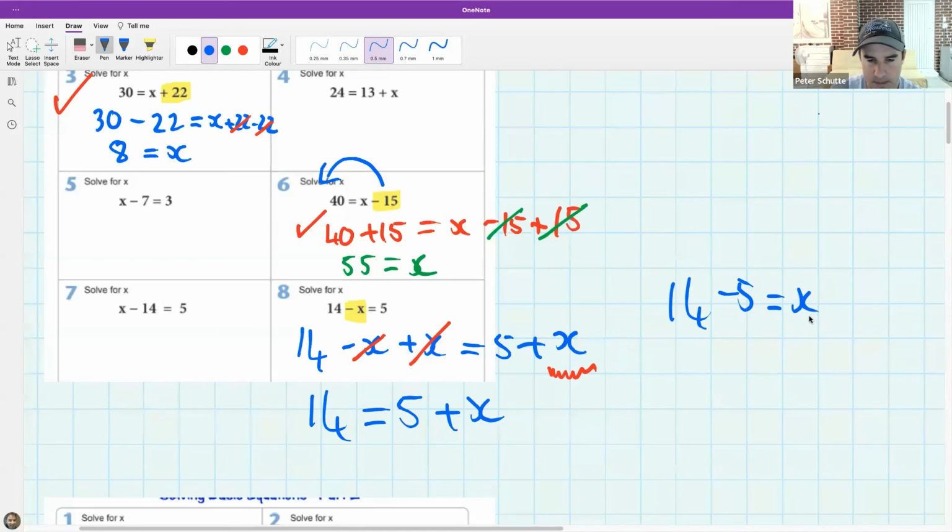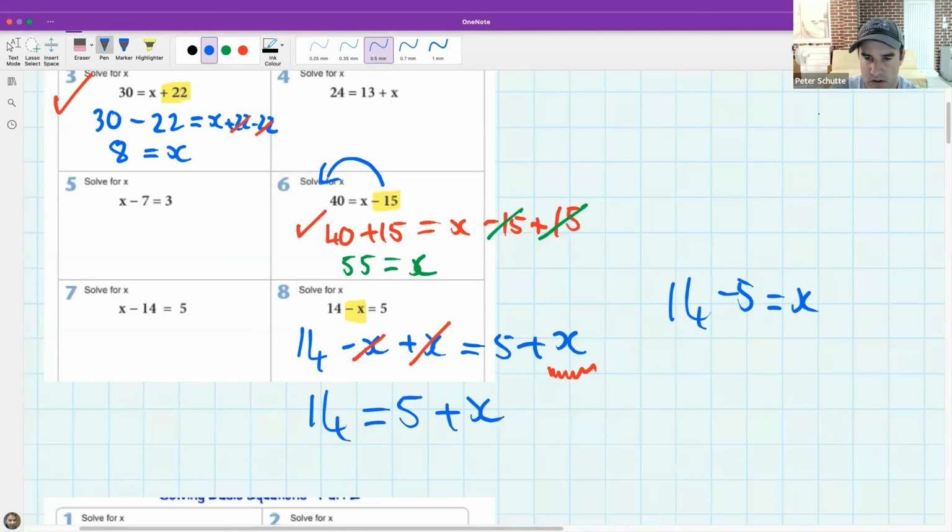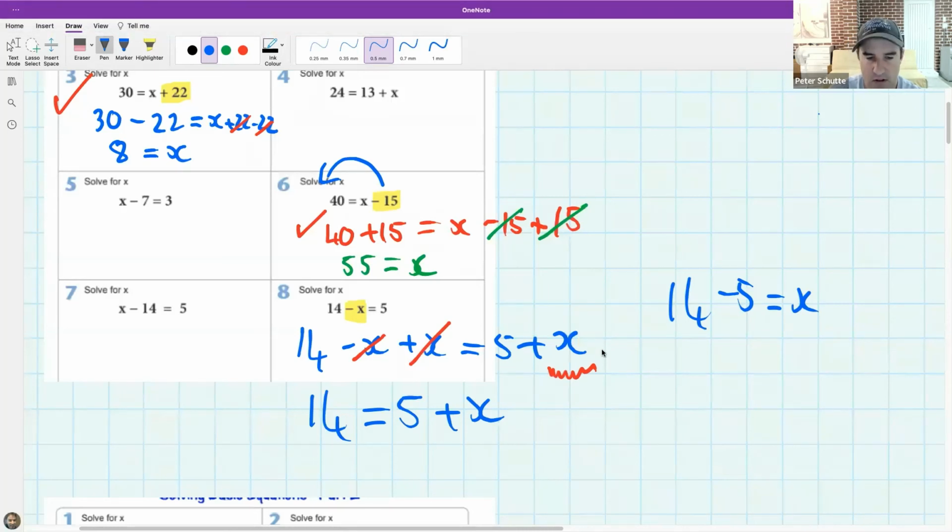No, so I'm saying that with 14 minus x, you want to have negative x by itself equals 5 minus 14, then it'll be negative x equals negative, yeah.